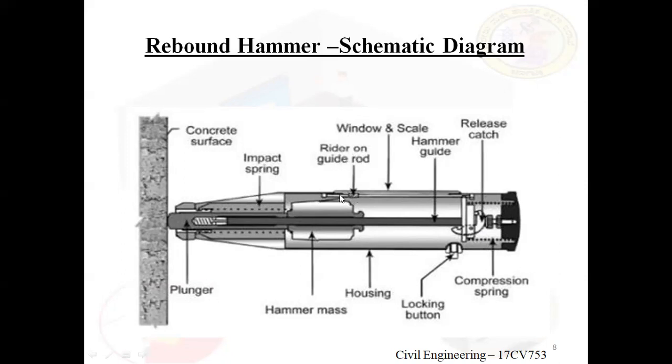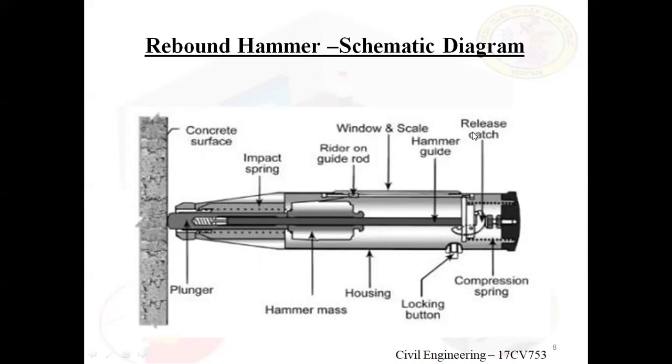So this is the rider, with the window and scale. There is a window here, and this is a graduated scale. This is attached to this impact spring, or hammer, so it will move along with it.